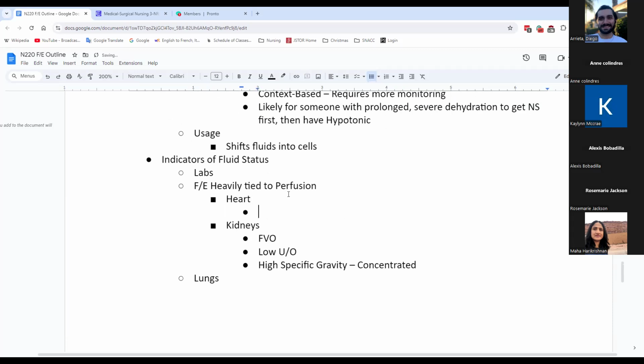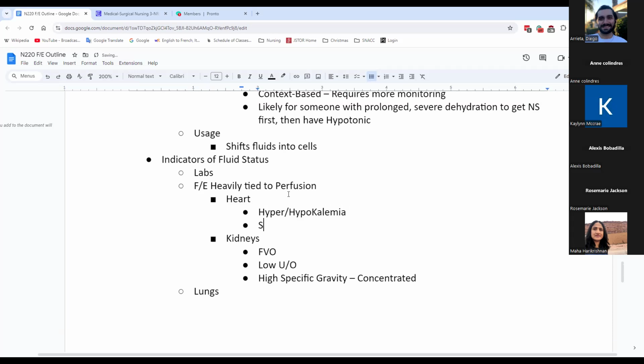So yeah, we know that hyper and hypokalemia can cause issues with this. Your sodium can affect blood pressure, which is why people with heart failure are told to back off on some of the salt, because that can increase your blood pressure. Because again, water follows salt. Water follows electrolytes.